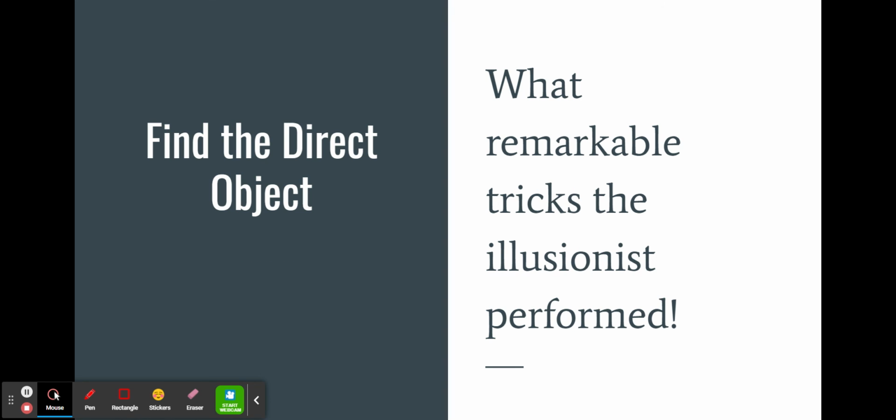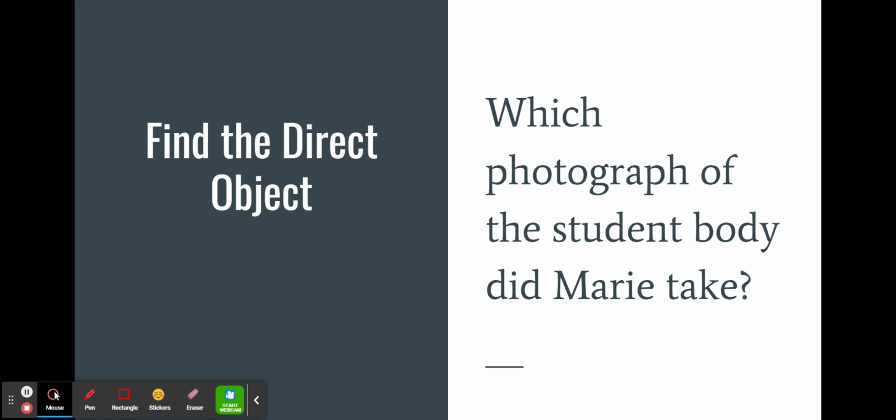What remarkable tricks the illusionist performed. This one has inverted word order. So we have the subject, illusionist, the predicate performed, and then you ask yourself, he performed what? Tricks. So tricks will be your direct object.